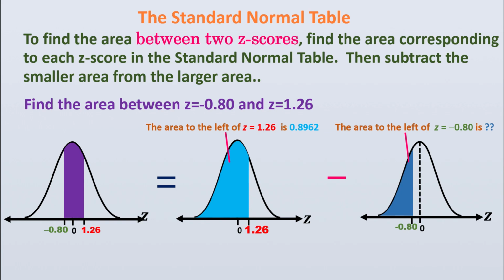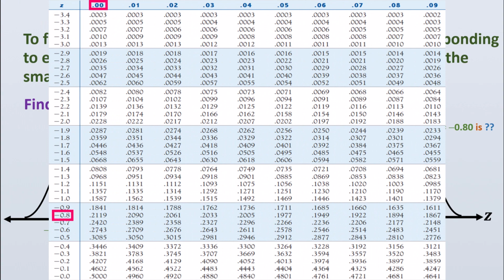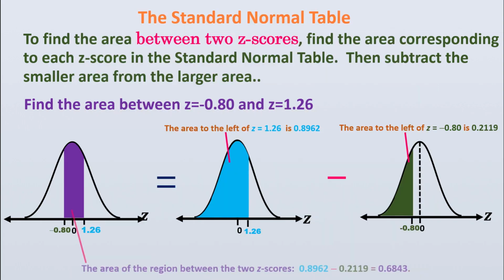Now we need to find the area left to the -0.80. Since we have a z-table that gives the area left to the z-value, we can go to the z-table and find the corresponding probability. It is 0.2119. So we can subtract that from 0.8962, and the answer is 0.6843. In my next videos, I am going to explain more examples.